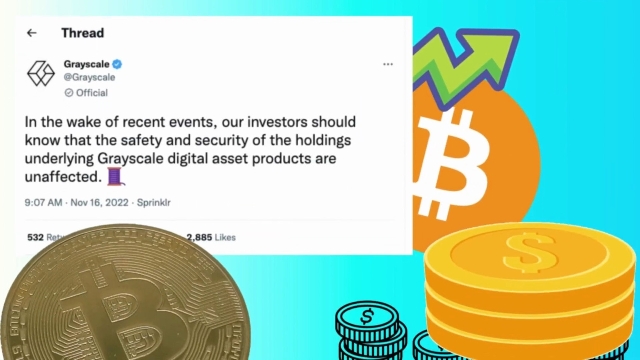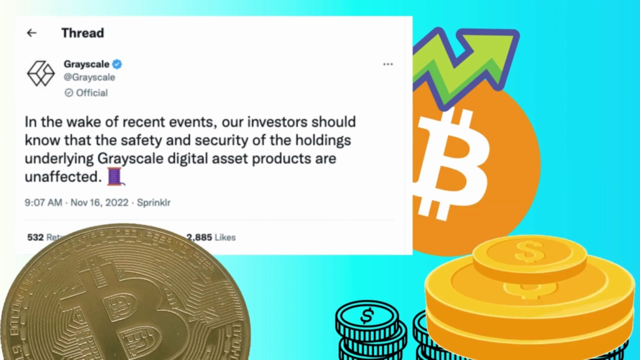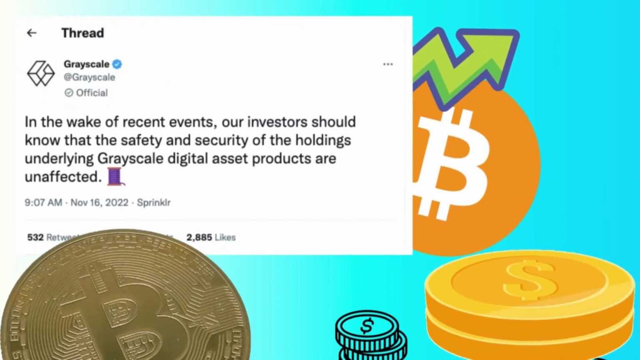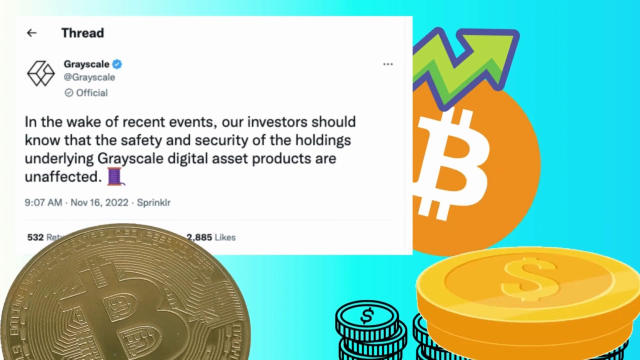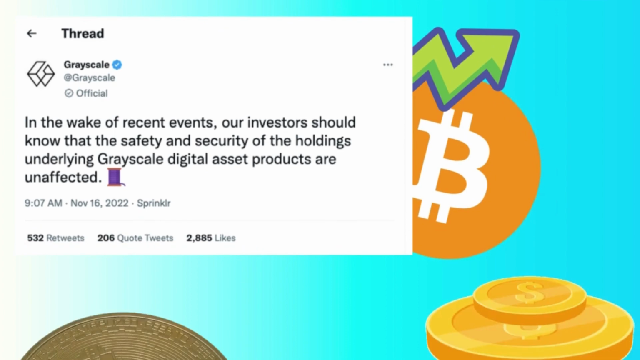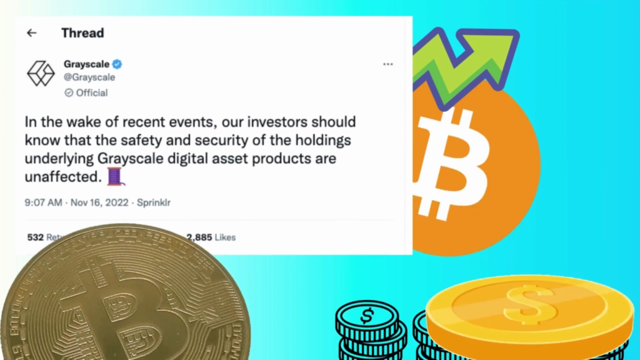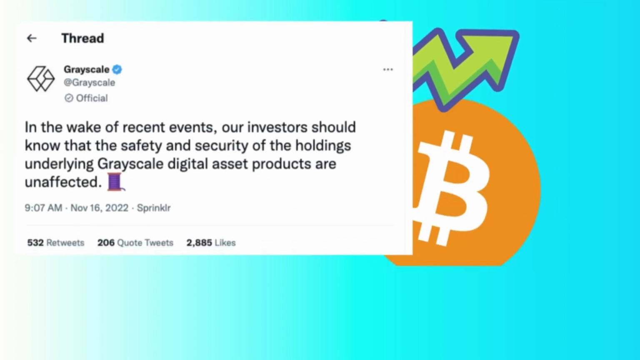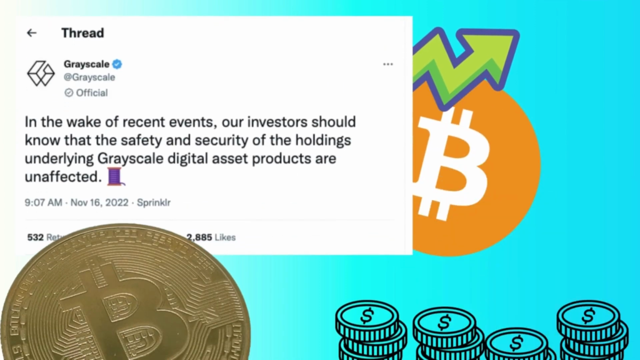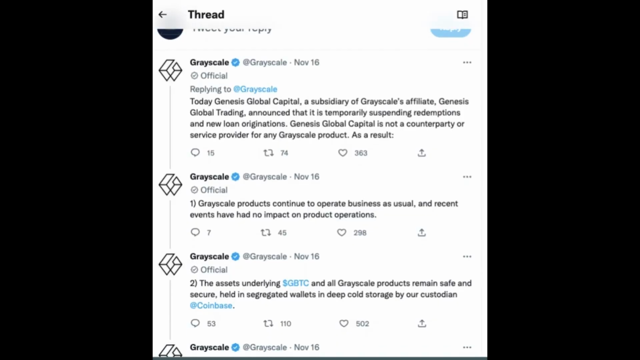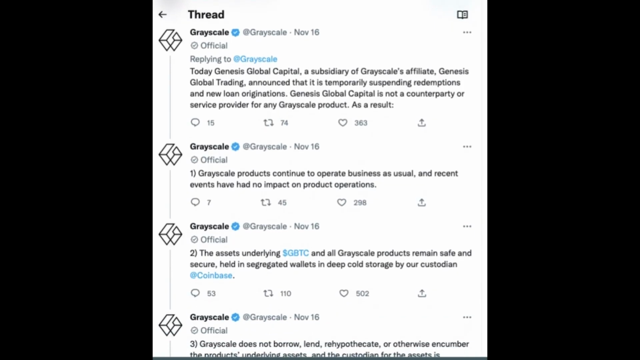The Bitcoin community is now demanding verification that Grayscale genuinely maintains around 634,000 BTC in reserve at Coinbase, which is owned by Brian Armstrong. On November 16, Grayscale tweeted: "In the wake of recent events, our investors should know that the safety and security of the holdings underlying Grayscale digital asset products are unaffected." The thread went on: "Today, Genesis Global Capital, a subsidiary of Grayscale's affiliate, Genesis Global Trading, announced that it is temporarily suspending redemptions and new loan originations. Genesis Global Capital is not a counterparty or service provider for any Grayscale product.